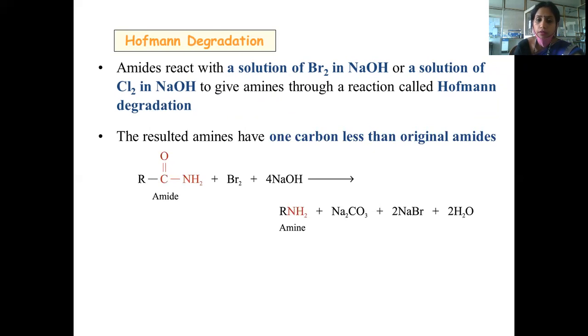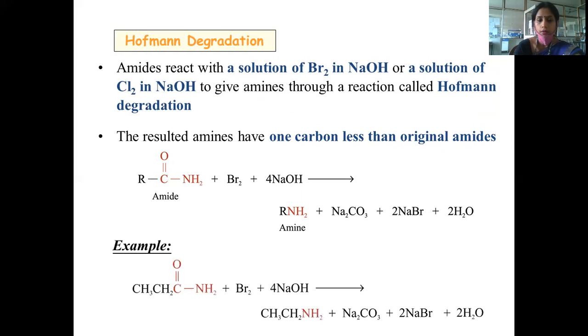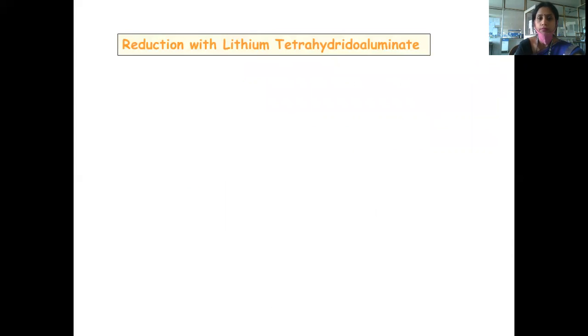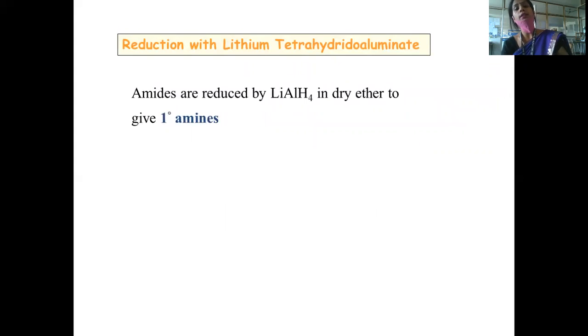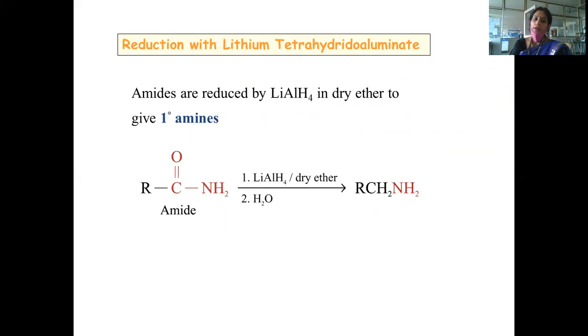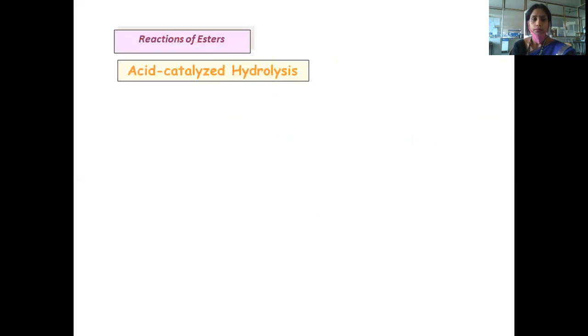So the reaction is given over here. The byproducts are sodium bromide, sodium carbonate, and water. Example is also given. Then reduction with LAH. LAH is LiAlH4. So when amides get reduced, they give amines. So RCO, the carbonyl group, gets reduced to the alkyl group.